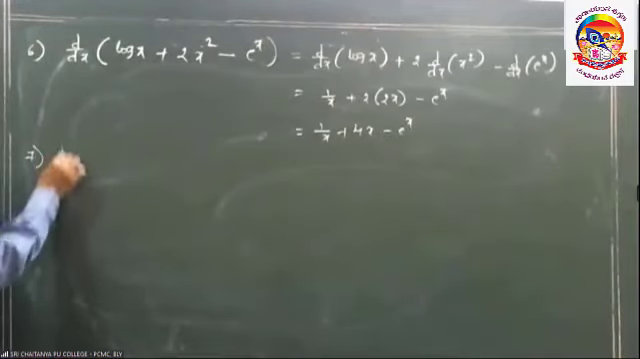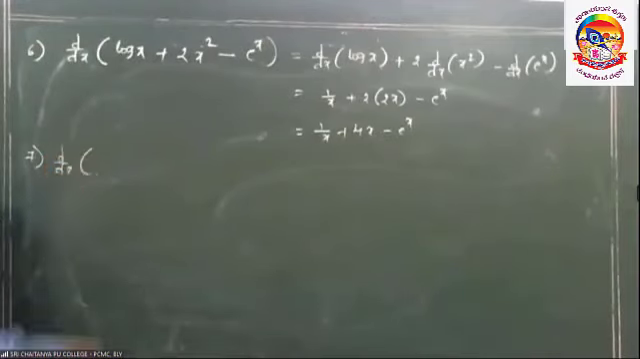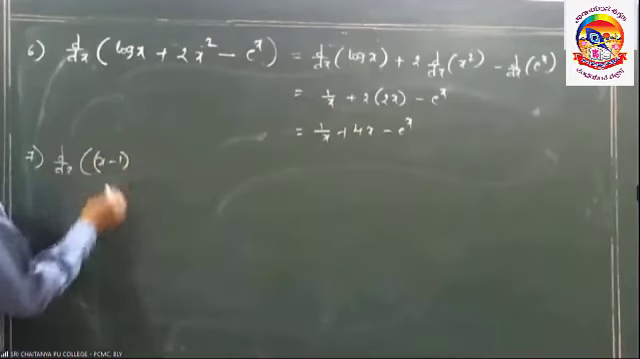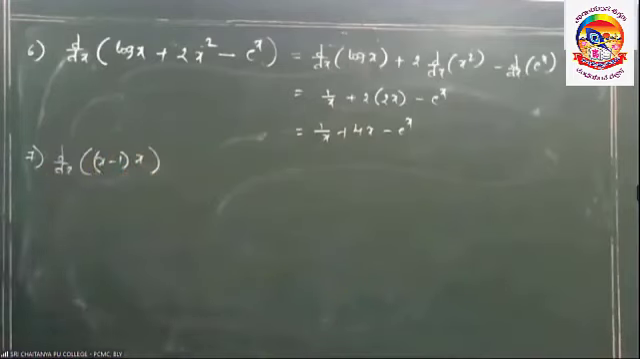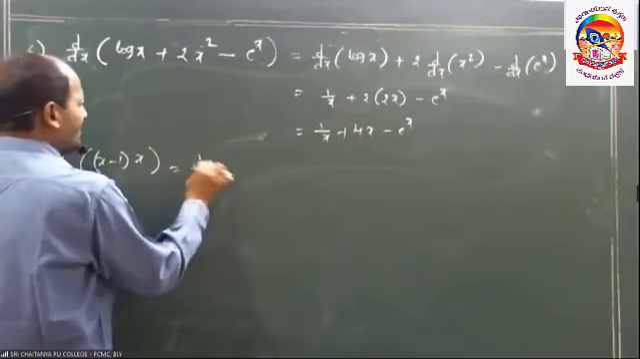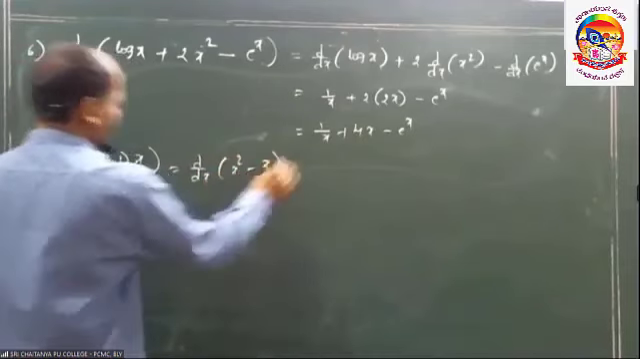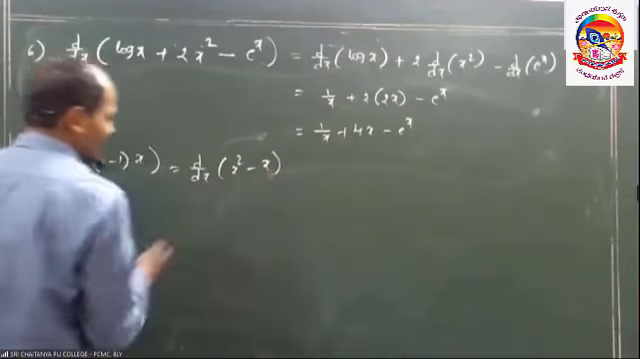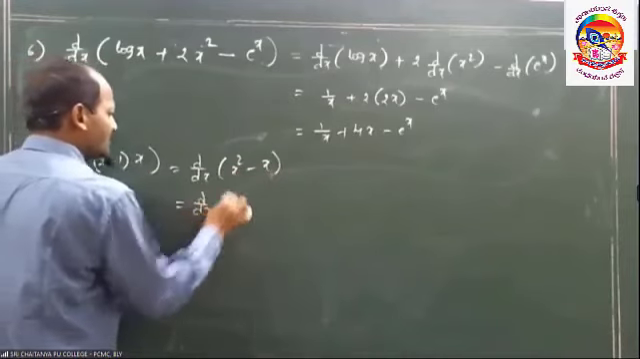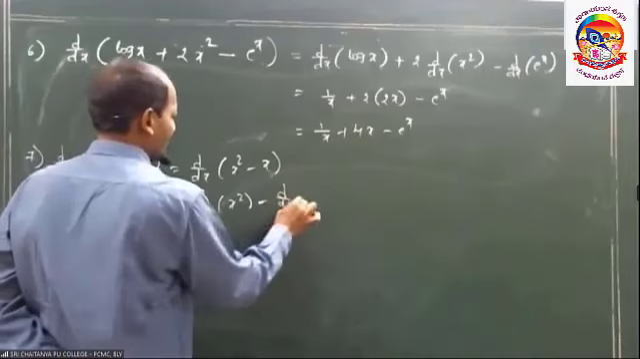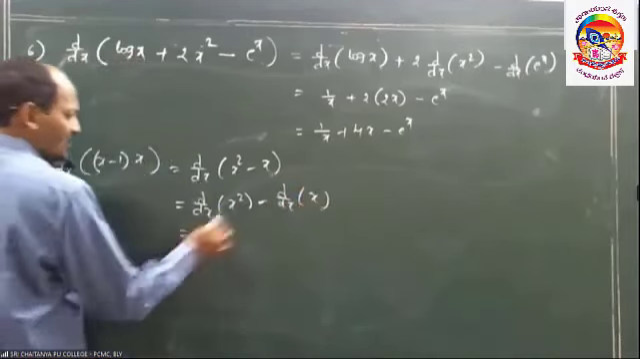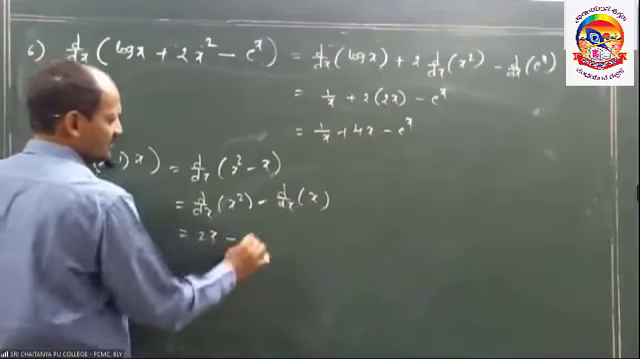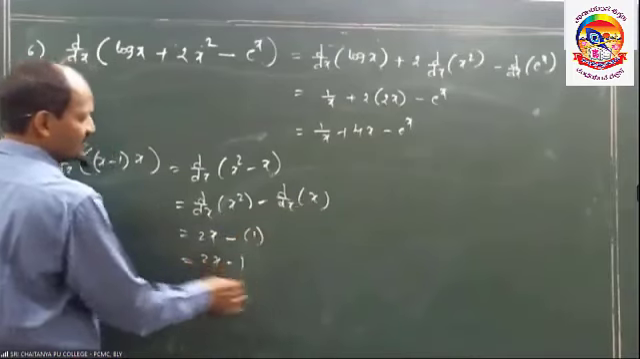Next, find the derivative of x minus 1 into x. We can multiply x into x minus 1 to get x square minus x. So it is the derivative of x square minus the derivative of x. The derivative of x square is 2x, minus the derivative of x, which is 1. That is 2x minus 1.